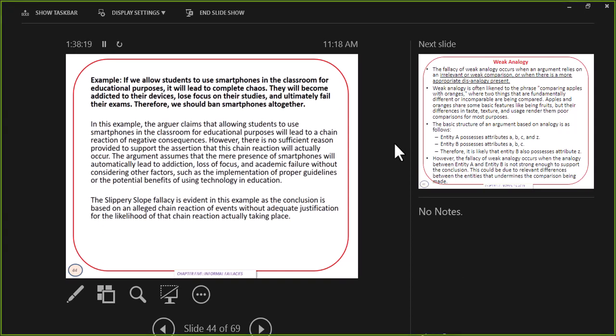In the example, the argument claims that allowing students to use smartphones in the classroom for educational purposes will lead to a chain reaction of negative consequences. However, there is no sufficient reason provided to support the assertion that this chain reaction will actually occur. The argument assumes that the mere presence of smartphones will automatically lead to addiction, loss of focus, and academic failure without considering other factors such as implementation of proper guidelines or potential benefits of using technology in education, right? But it creates an allegedly, fictitiously chain relation and asserts as if the first innocent event is the cause for the last dangerous, unwanted consequence.